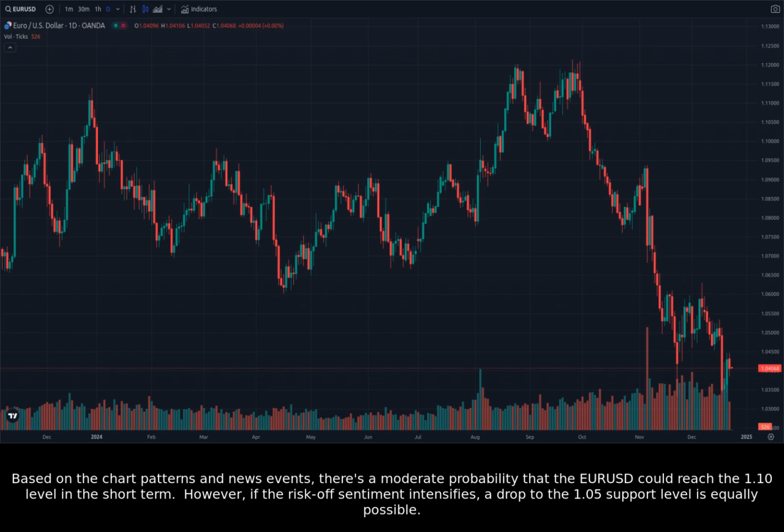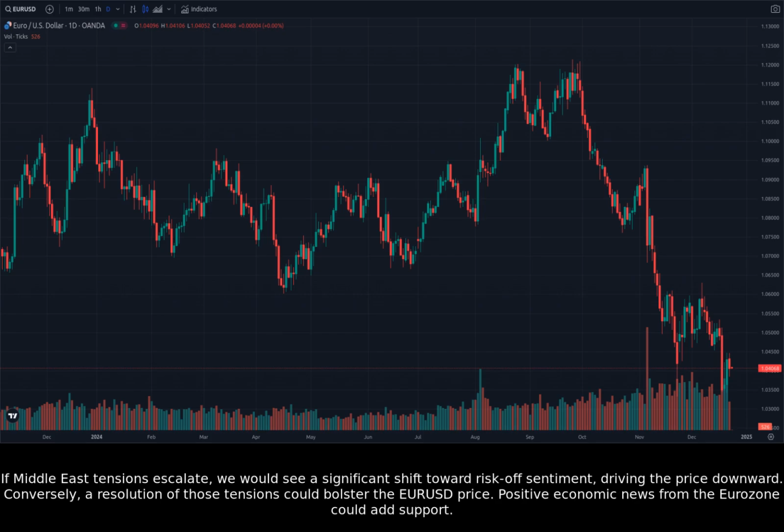Based on the chart patterns and news events, there's a moderate probability that the EURUSD could reach the 1.10 level in the short term. However, if the risk-off sentiment intensifies, a drop to the 1.05 support level is equally possible. If Middle East tensions escalate, we would see a significant shift toward risk-off sentiment, driving the price downward. Conversely, a resolution of those tensions could bolster the EURUSD price. Positive economic news from the Eurozone could add support.